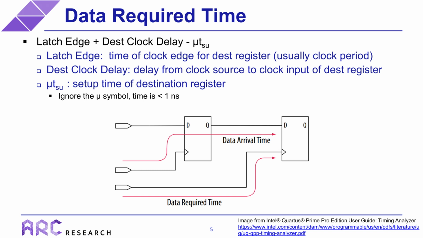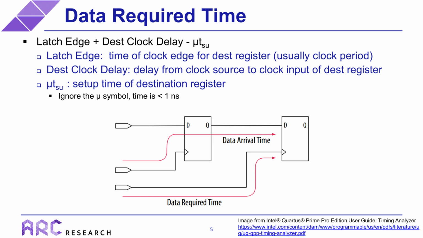Now we'll look at the data required time. This time is the sum of the latch edge and the destination clock delay minus the micro setup time of the flip-flop. Again, ignore the micro part of that name. Setup times are under 1 nanosecond, so I'll just refer to them as the setup time, but you need to be aware of the micro naming convention since that is what shows up in the timing analyzer. The latch edge is the time of the rising clock edge for the destination flip-flop. Again, the latch terminology can be a little confusing because there isn't actually a latch, so here the latch is referring to the destination flip-flop.